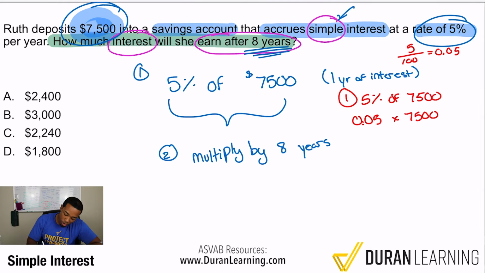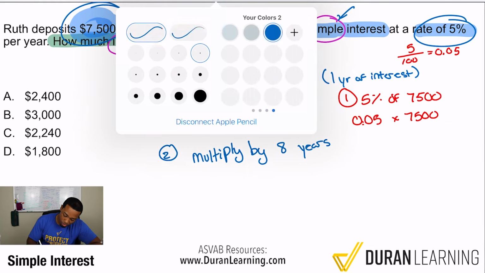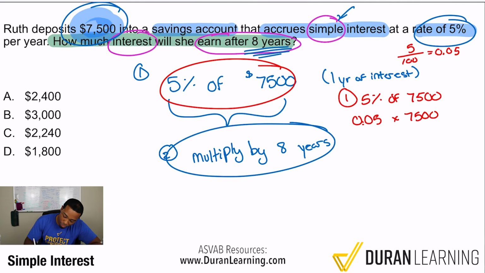Because whatever this is, you want to multiply it by 8. So technically speaking, you're multiplying by 8 after the fact. But remember this, everybody, because I'm always trying to save you time. Why multiply by 0.05 and then multiply by 8? Why not just help yourself out? Here's what I mean: 0.05 times 7,500 times 8.